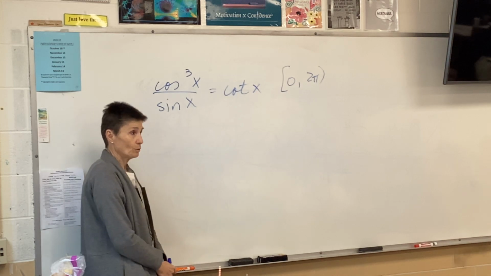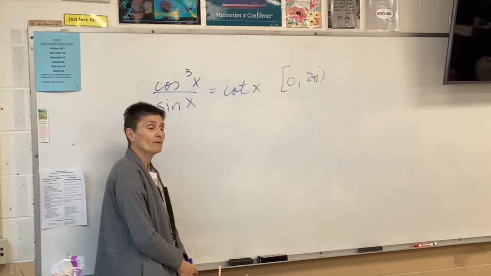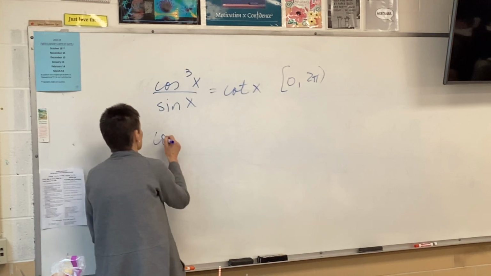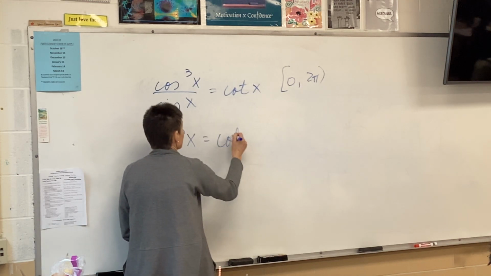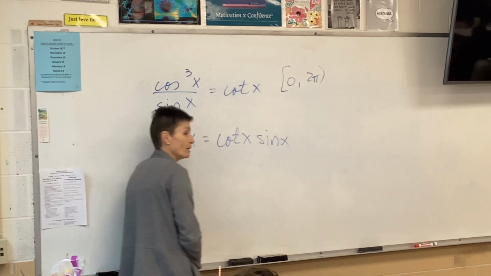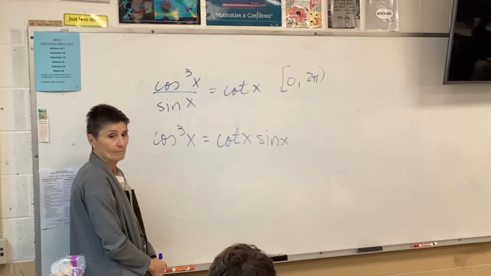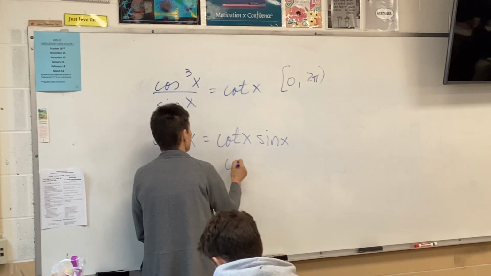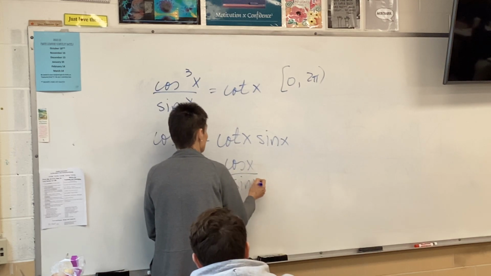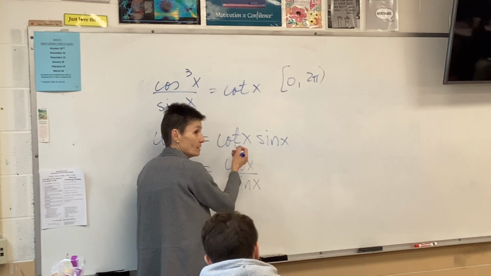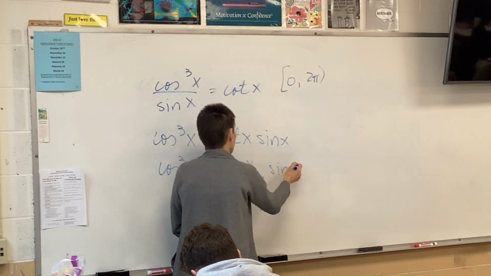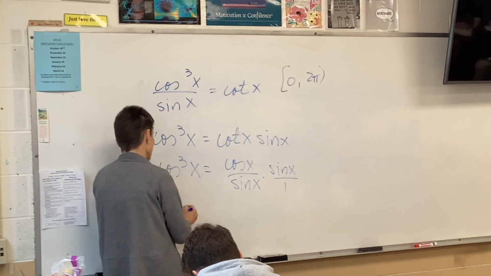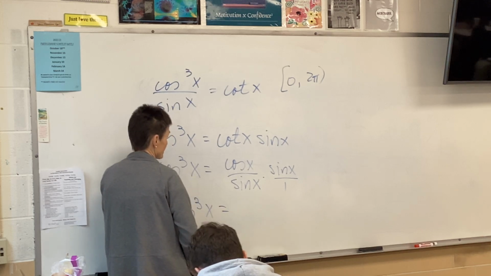So what might you want to do first? Some ideas. Aaron? Multiply by sine. Okay, so cosine cubed equals cotangent times sine. All right, I'm okay with that. So cosine cubed equals cosine over sine. That's what cotangent is. That's one of our quotient identities. Times sine over 1. So cosine cubed equals cosine.